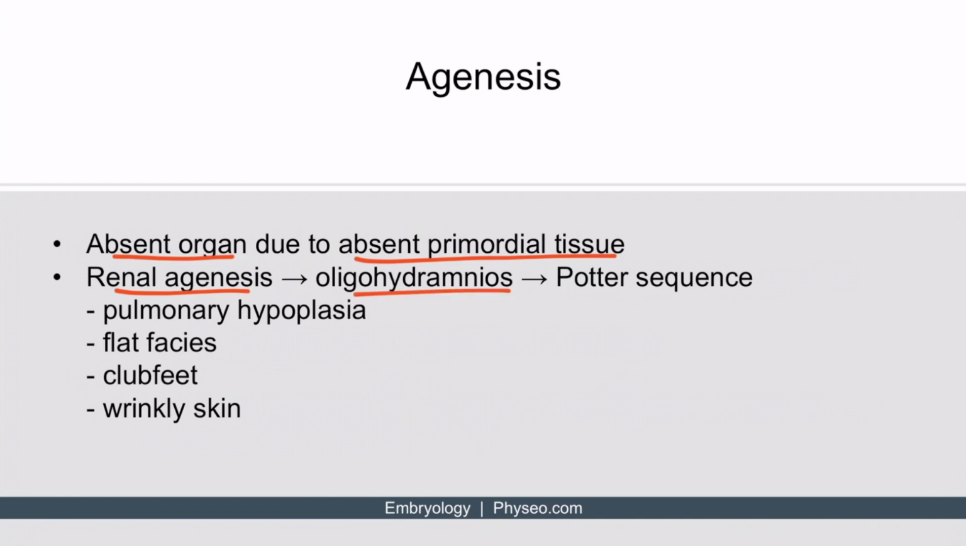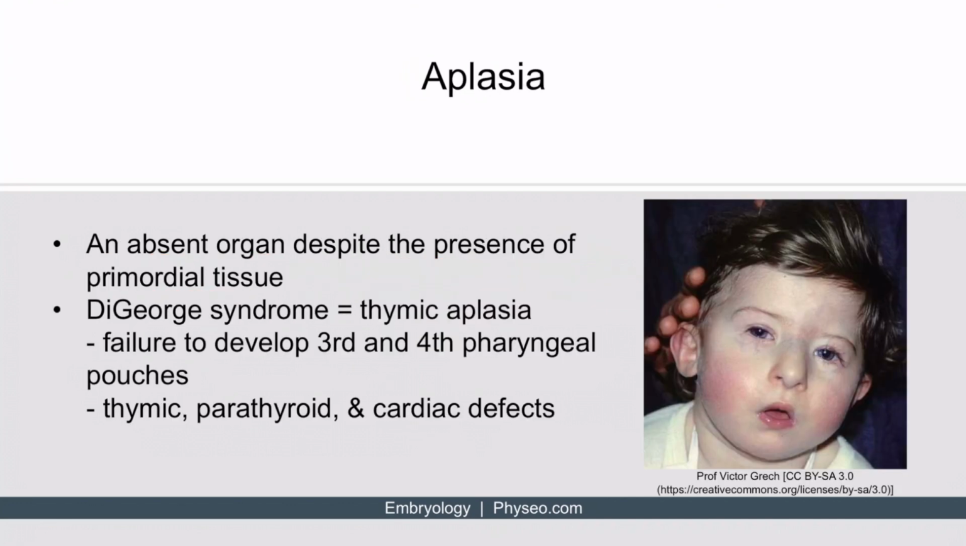The fetus is compressed due to less surrounding fluid, which creates a sequence of complications known as Potter sequence. Some of the findings include pulmonary hypoplasia, flat facies, club feet, and wrinkly skin. We discuss this in much more detail in renal embryology. Next is aplasia. Aplasia is an absent organ despite the presence of primordial tissue.